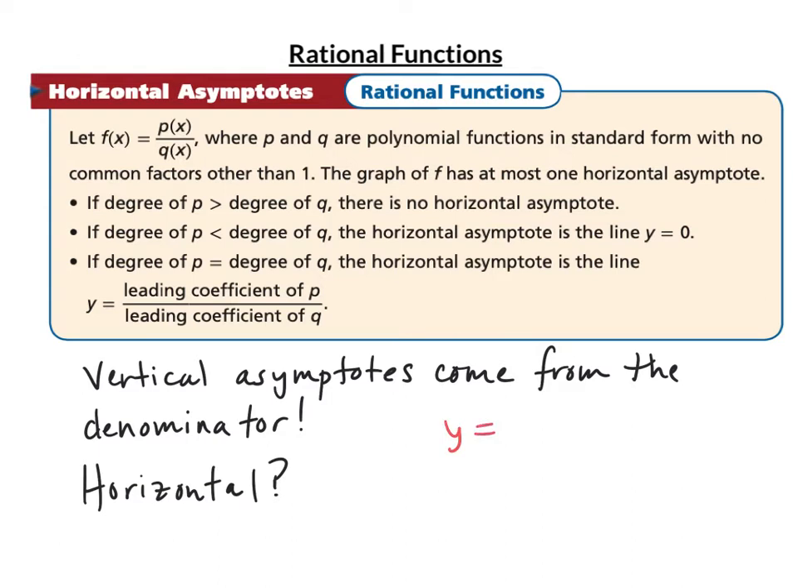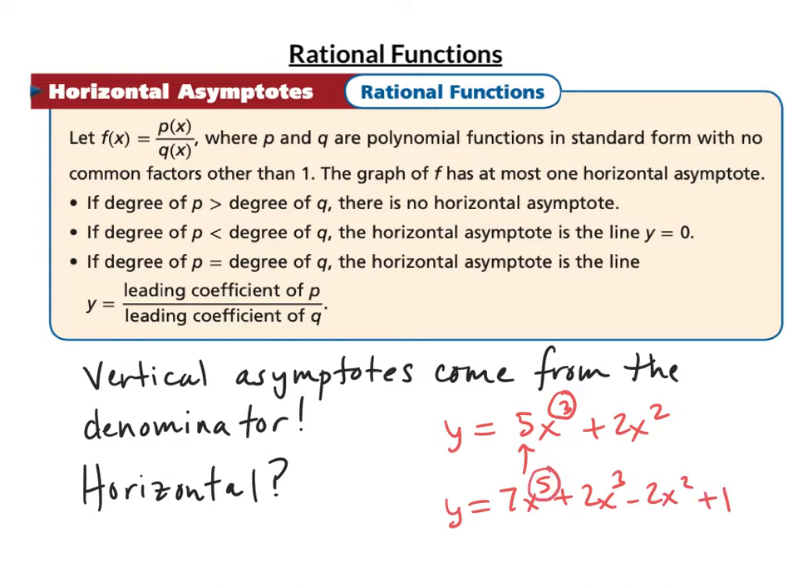Reminder, if I give you a function like 5x cubed plus 2x squared, the degree of this function is 3. It's the degree of the highest term. The leading coefficient would be 5. It's got to be in standard form, that's highest power first. If I had another function like y equal 7x to the 5th plus 2x cubed minus 2x squared plus 1, the degree of this function would be 5, and the leading coefficient would be 7. It needs to be written in standard form, which is highest power first.